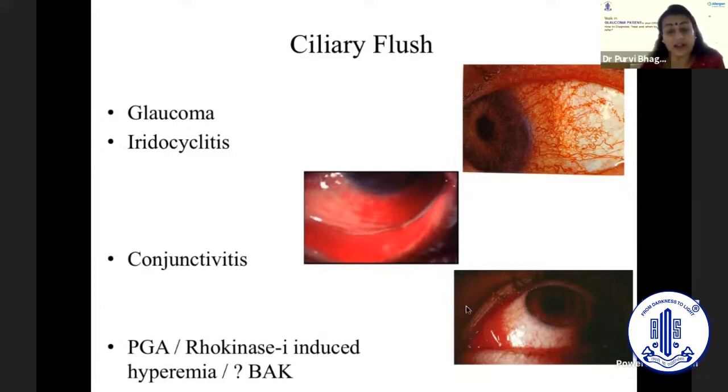And even a long-standing use of BAK in the anti-glaucoma drugs can cause surface inflammation. So here again, you might want to either switch over to preservative-free drugs or friendly preservatives, or perhaps some other molecule.